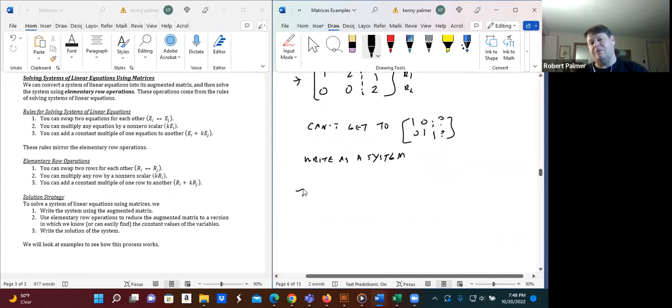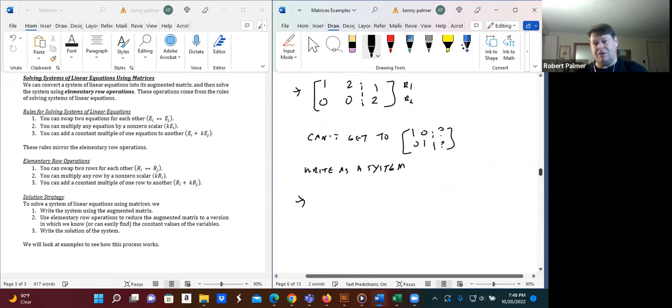Okay, just as I did before, I'm going to take this and rewrite it as a system. All right, so I have 2 equations. And so this is going to be on my right-hand side of my first equation. This is going to be the coefficient of x1. So 1x1 plus 2x2. But here I'm going to have 0x1 plus 0x2 is equal to 2.